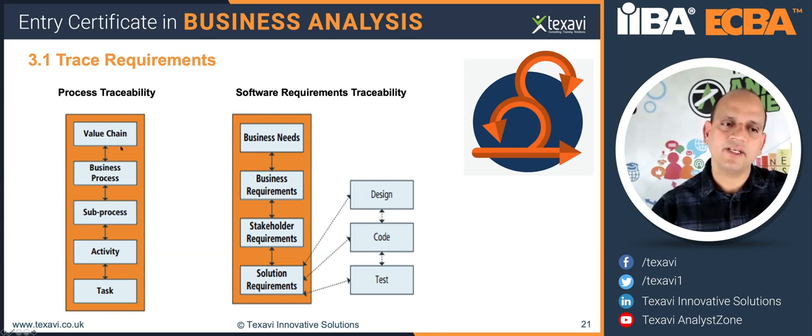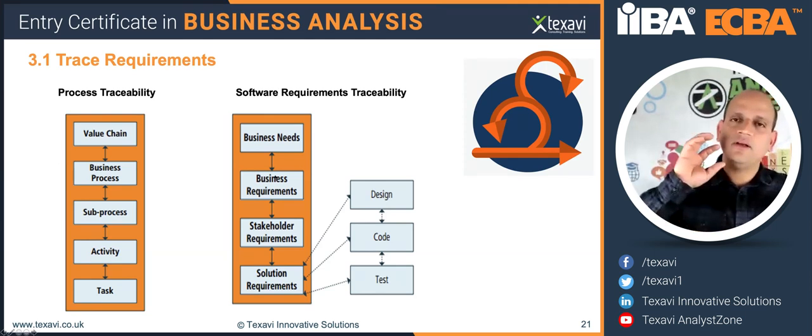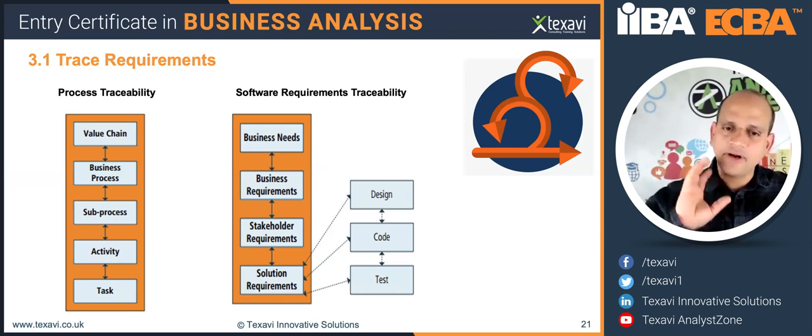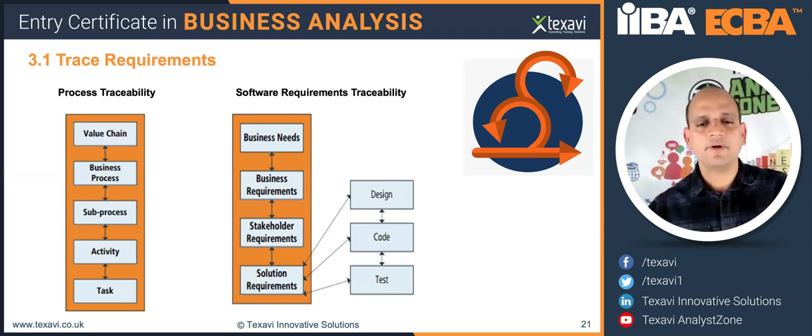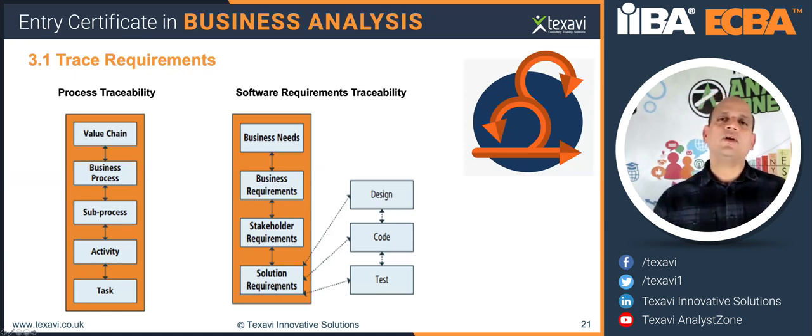So you've got business needs, just like the value chain in the business. From the business needs, the business need is the vision, the mission that is actually triggering and driving this whole project. And from there, the business requirements: we want this customer to be able to do this. And then the stakeholder requirements, the needs, and the solution requirements are basically what the software should be able to do.